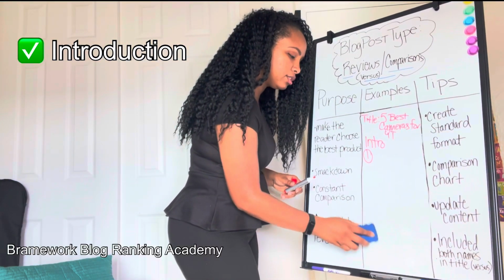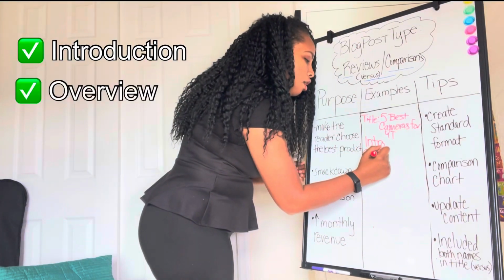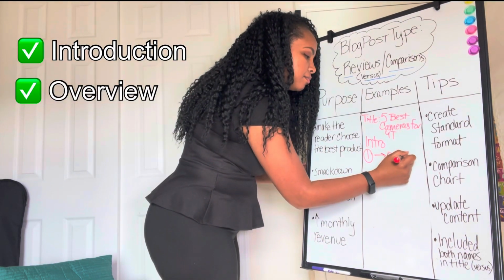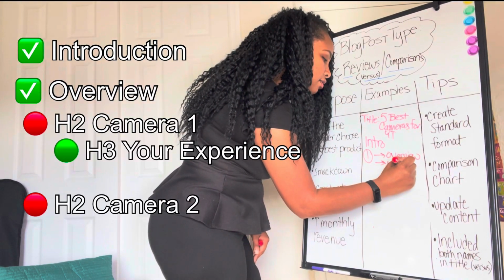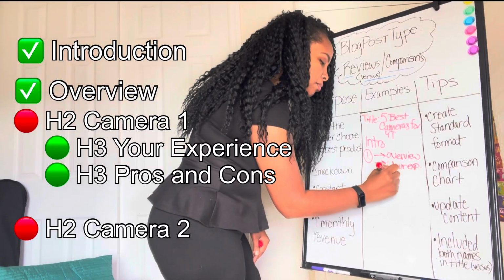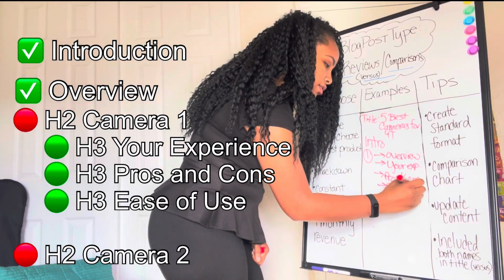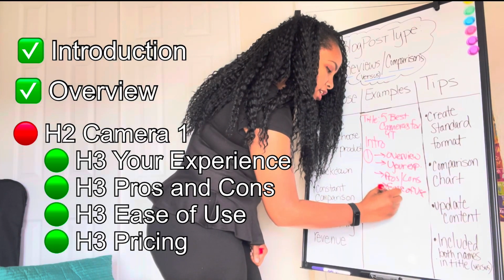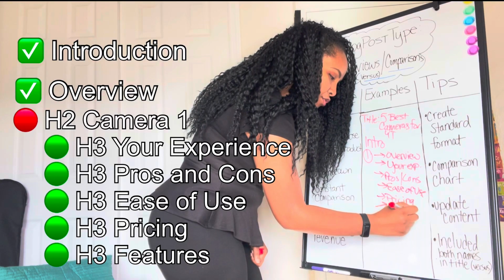And this is where you want to use the same type of format over and over for your product reviews. You're going to have an overview of the product. You're going to have your experience. And you can put pros and cons of the product. You can have a section of ease of use, pricing, features, and you can put this in whatever kind of order works for your website.